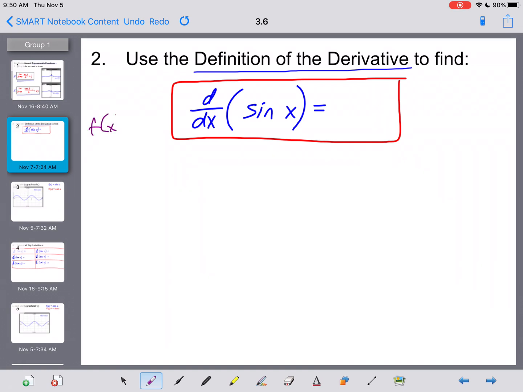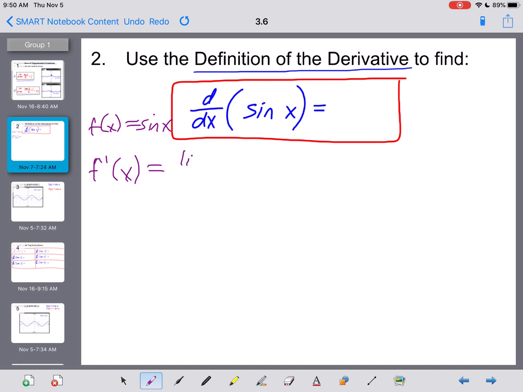That's the function that we are differentiating. So I'm going to go ahead and name that here to the side, f of x. And what we're really trying to find now, guys, is the derivative of that function here, so f prime of x.